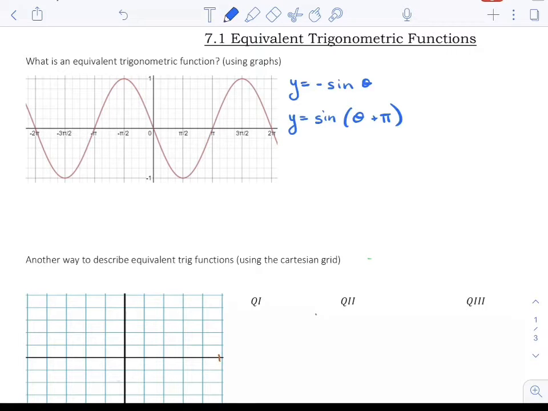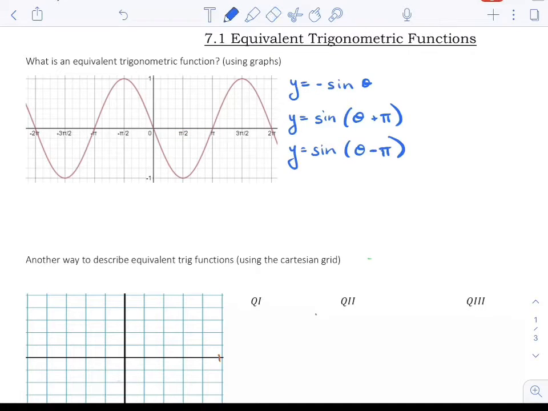Maybe you look at this and say, well, I see a sine function that starts here, goes up, goes down, and it would continue for one full cycle. You might say, well, that sine function has been shifted to the right pi units. So another equation that we can come up with would be y is equal to sine theta minus pi. So I'll write that in there. So those are some possibilities. There's a lot more that you can come to.